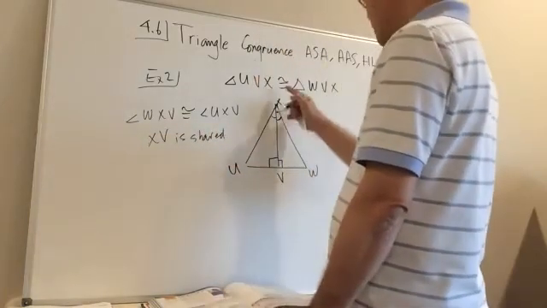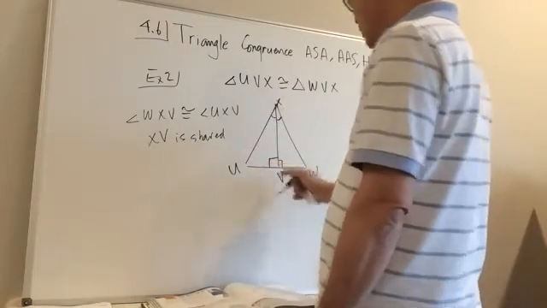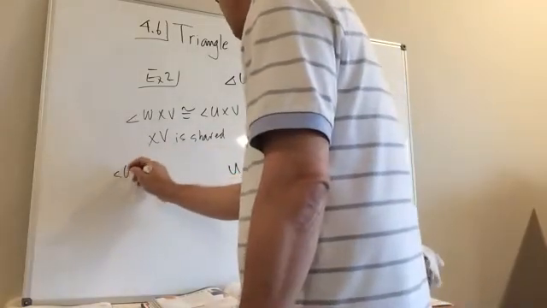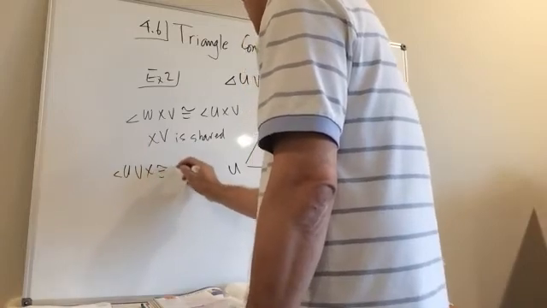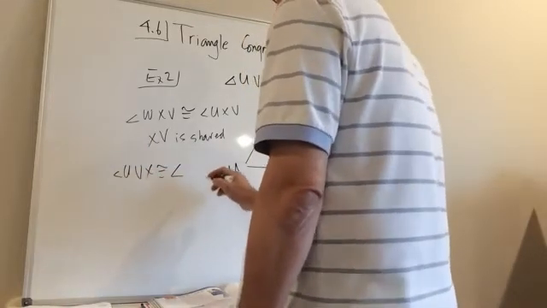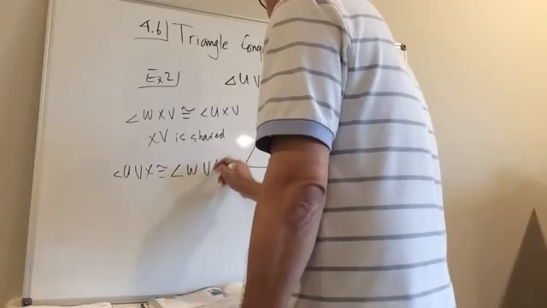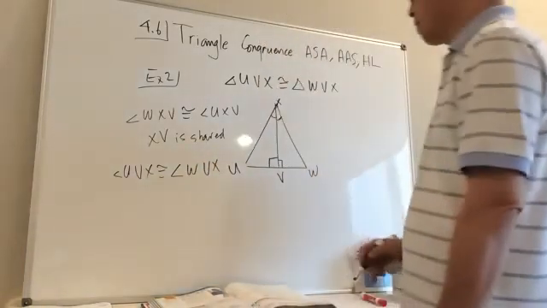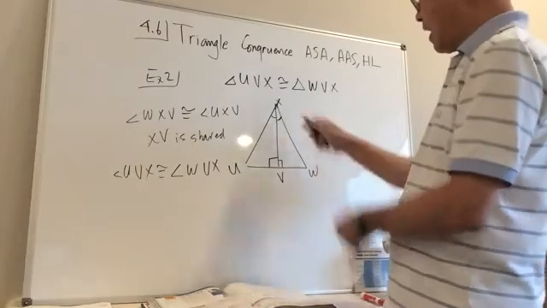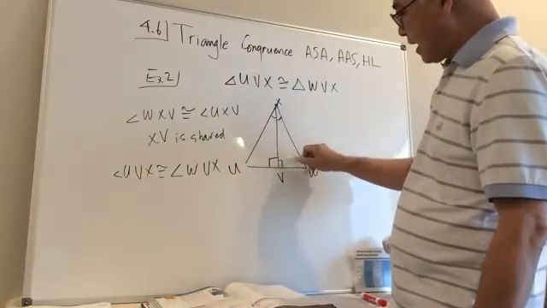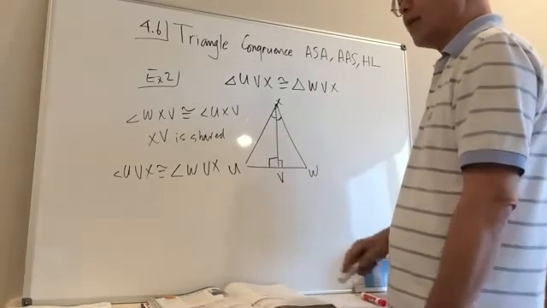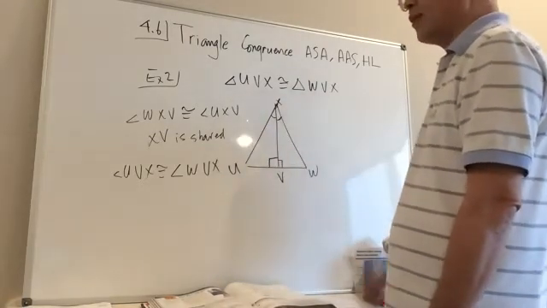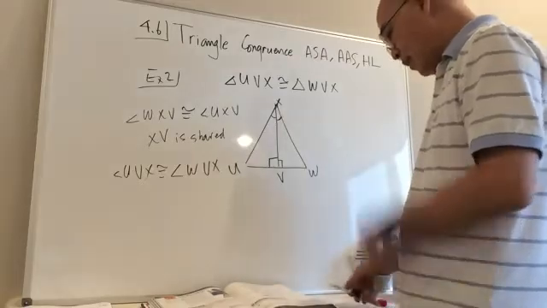I also know that these angles are both 90 degrees, right? So I have angle UVX is congruent to angle WVX. So I have angle, side, angle, angle, side, angle. They're congruent. Therefore, these two triangles are congruent.